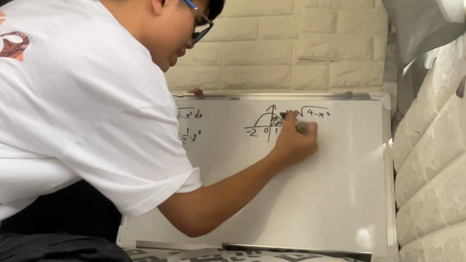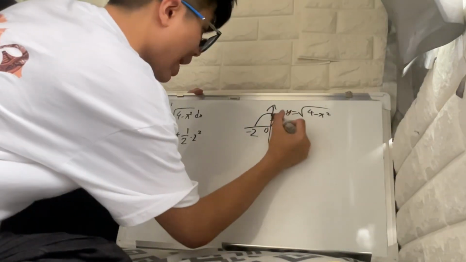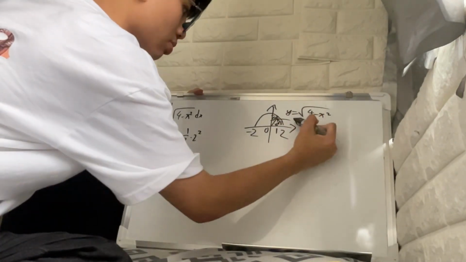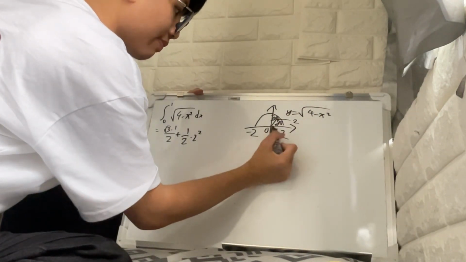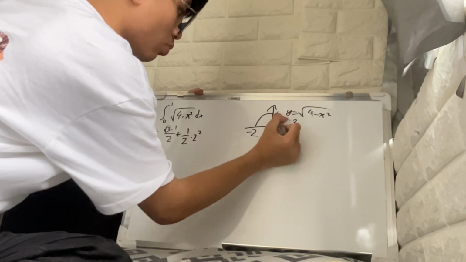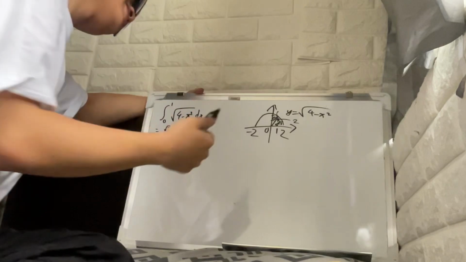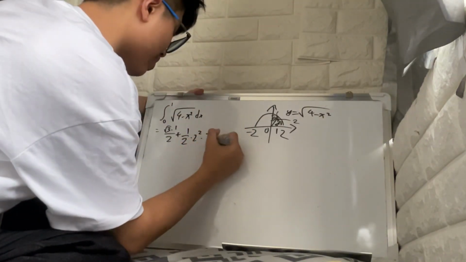So what's our theta here? Let me draw a line here, and another line here. We know the radius is equal to 2, and this length is just 1. So use the inverse: theta is equal to inverse sine of 1/2, so this is equal to pi over 6.